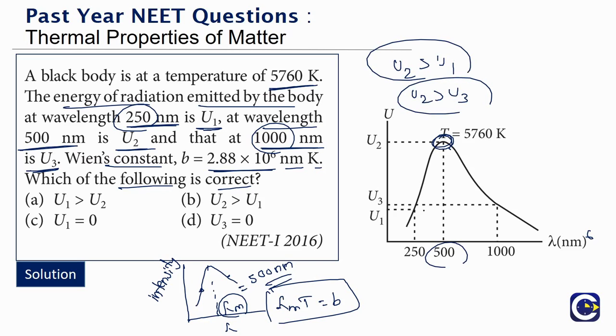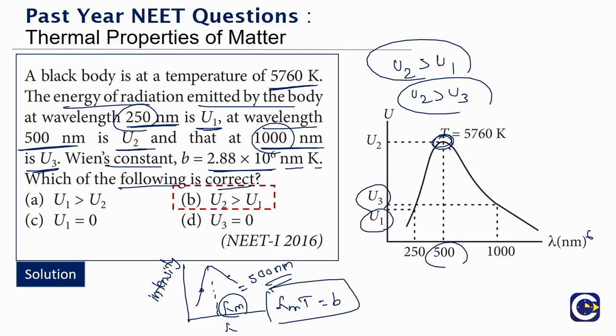While by graph we might be able to draw some conclusions between U3 and U1, that will not be so appropriate. The one that we can clearly say is U2 will be more than U1 as well as U2 will be more than U3. In fact, U2 will be more than the energy given by any other wavelength. That is why we call it the wavelength giving us the maximum intensity.